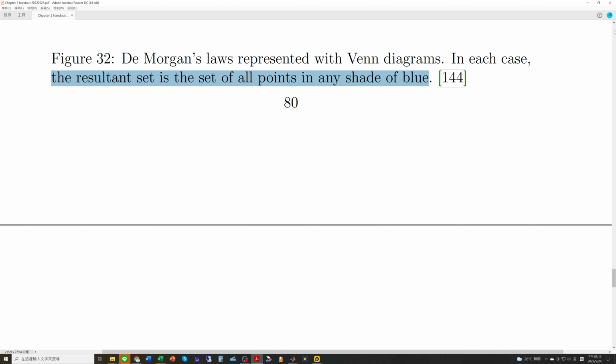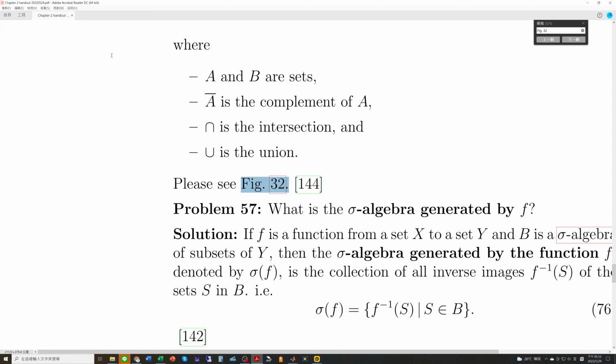So this is figure 32. Let us go back to figure 32, here.